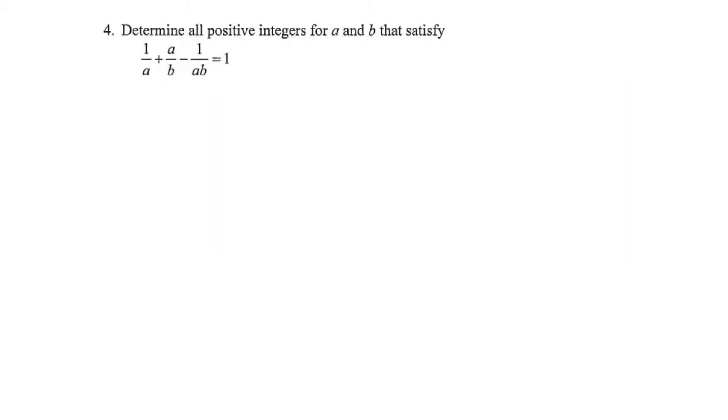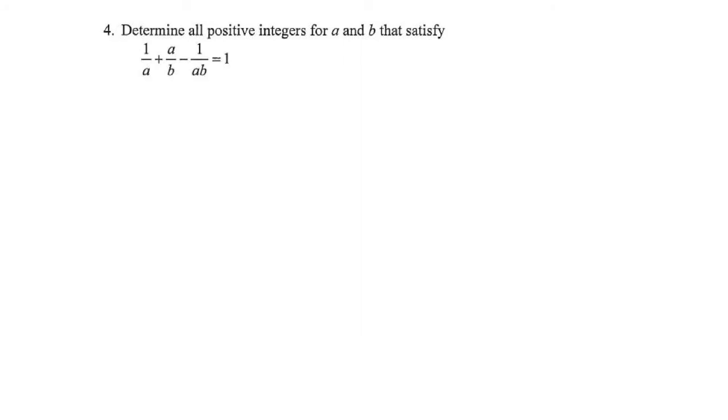Okay, you've got something in problem 4 that just looks so nice and easy to work with. The question looks like determine all positive integers for a and b that satisfy a certain relationship. And so you see a pretty easy relationship: 1 over a plus a over b minus 1 over ab equals 1. That looks an awful lot simpler than a lot of the stuff we've done today. Okay, your job, stumble your way through that one. Okay, let's pause it now.